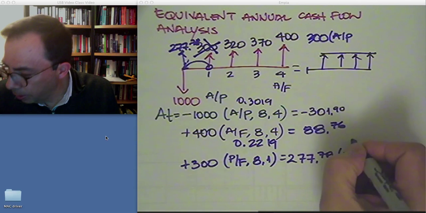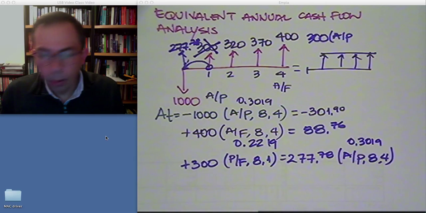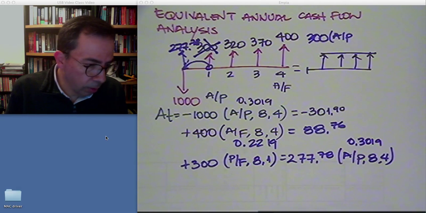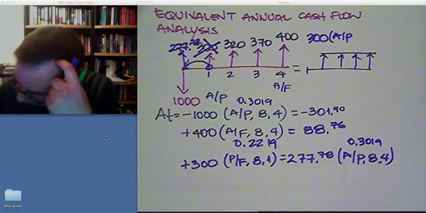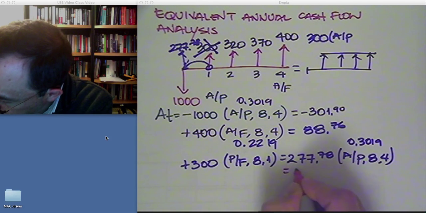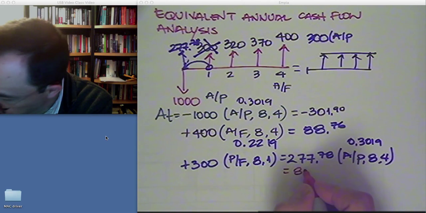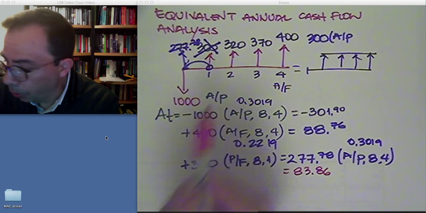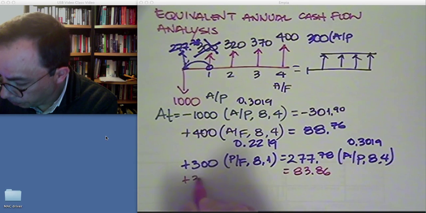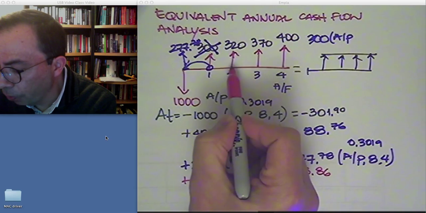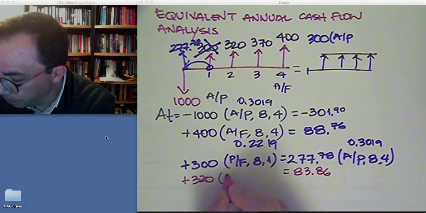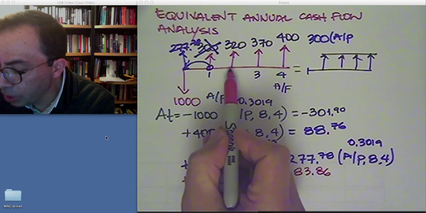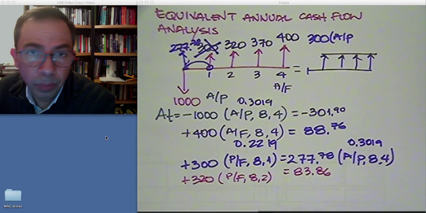And I knew already this is equal to 0.3019. If I do the operation, you'll get to see that this bit is equal to 83.86. A similar thing has to occur with those two. First, I move the 320 back 2 periods. PF. Note that now it is 2, because this one is moving backwards 2 periods.